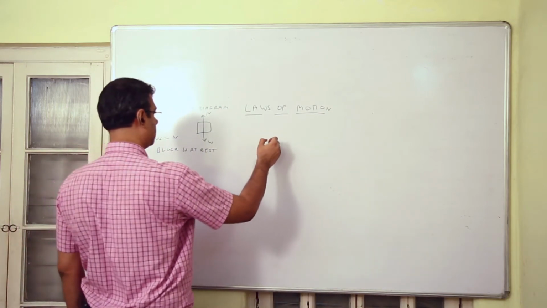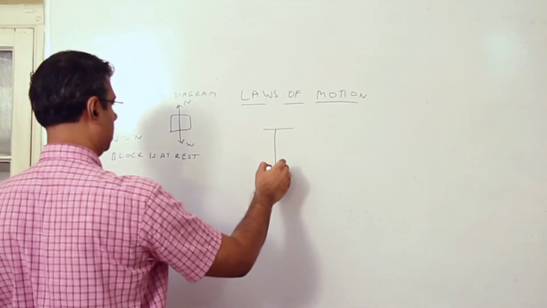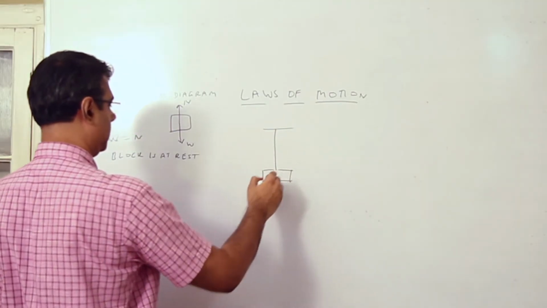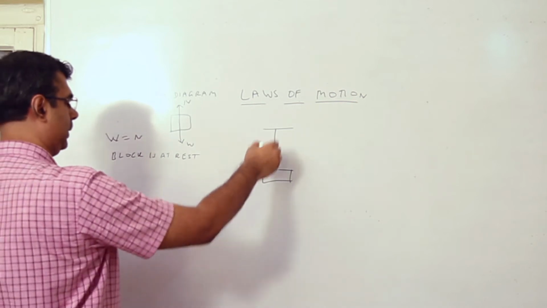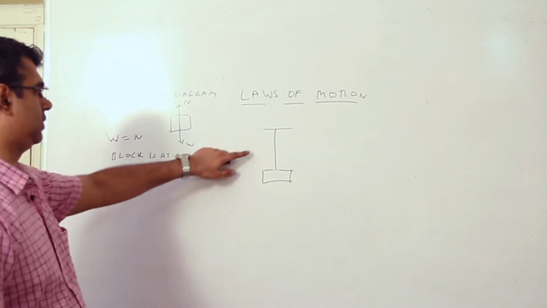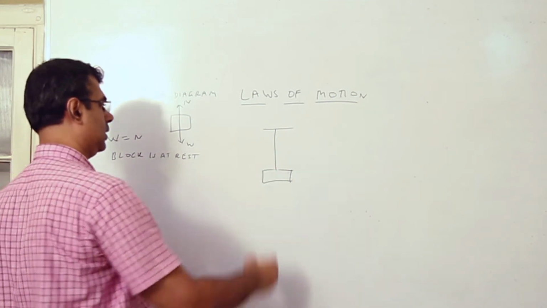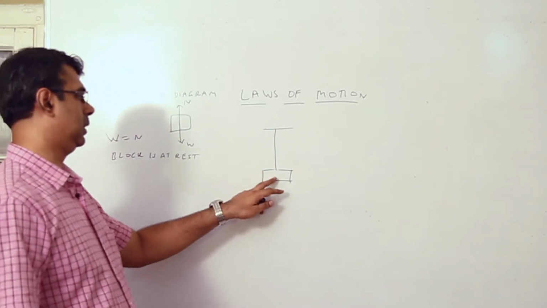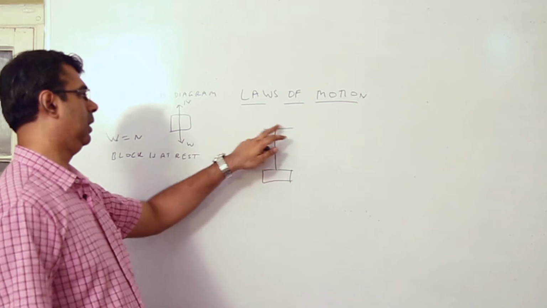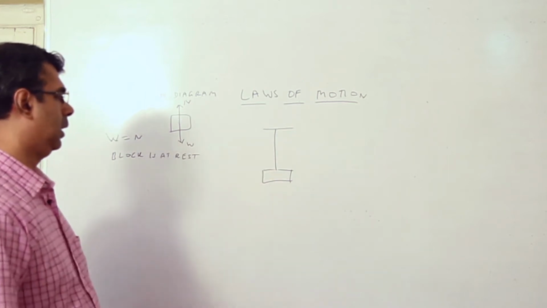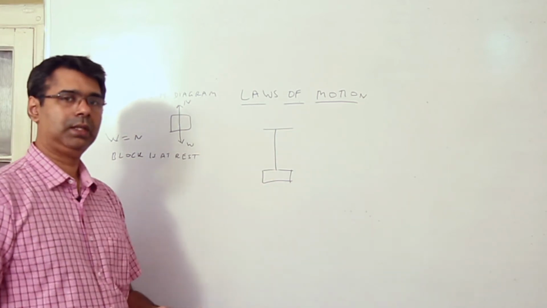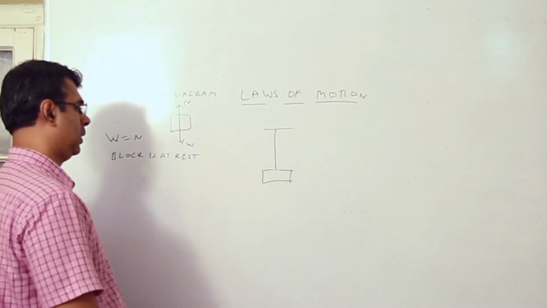Now suppose there is a block. It is suspended by a massless string. This string is absolutely massless and it is attached to the ceiling. So this block is suspended from a massless string attached to a ceiling. The question is that you have to find out all the action-reaction pairs.